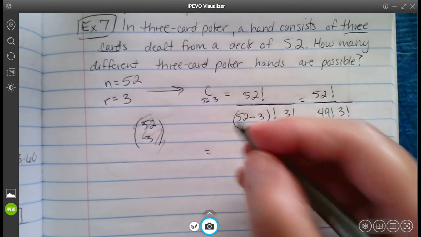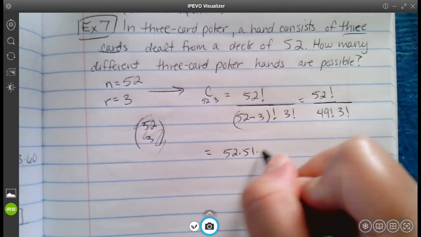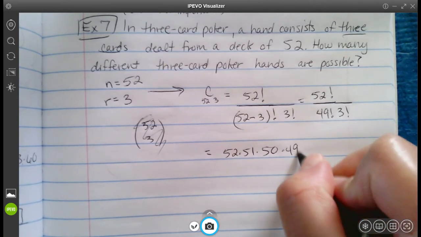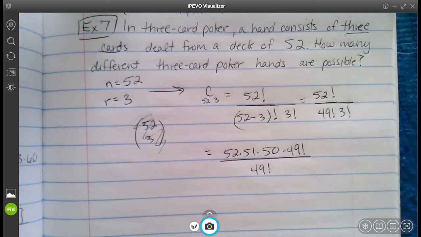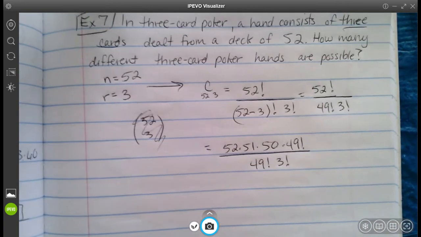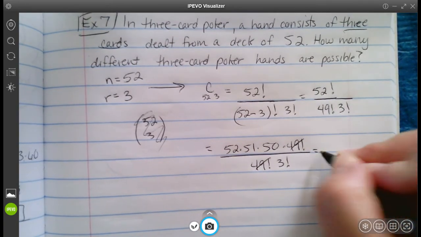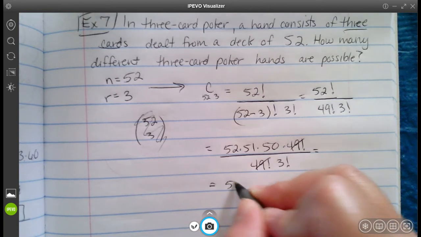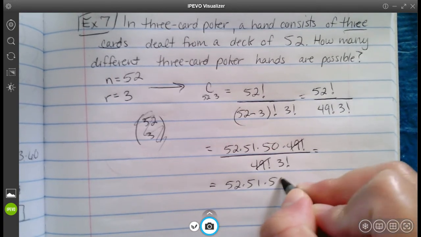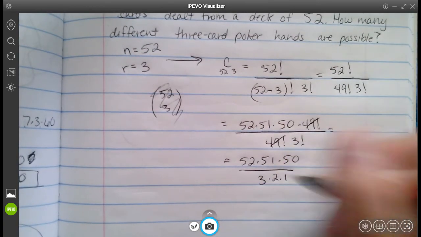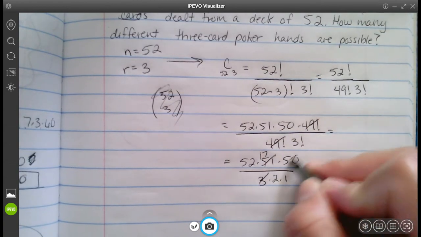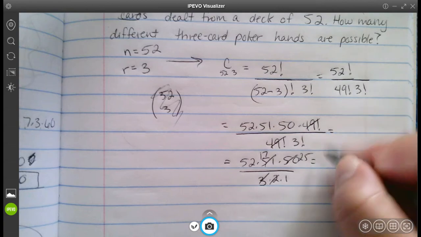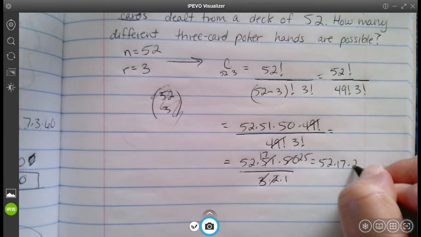I'm going to expand this a little bit: 52 times 51 times 50 times 49 factorial. I'm going to stop there because I have a 49 factorial on the bottom, and I'm going to leave my 3 factorial there for now. So the 49 factorial is gone, and I'm going to rewrite it: 52 times 51 times 50 over 3 factorial, which is 3 times 2 times 1. So I can reduce 51 by 3, which is 17, and 50 by 2, which is 25. So I have 52 times 17 times 25.